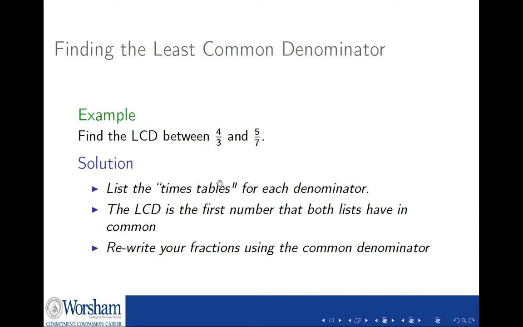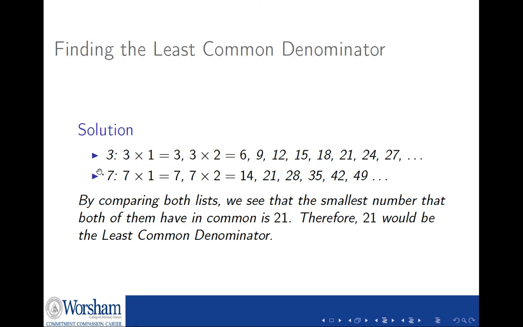We list the times tables for each denominator, so we're going to list the times tables for 3 and 7. And then we're going to rewrite it using the same process as above: 4 over 3 as some denominator and 5 over 7 as some denominator. Okay? All right, let's go through this. The first denominator was 3, the second one was 7.